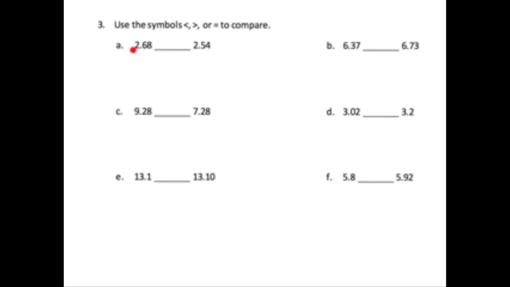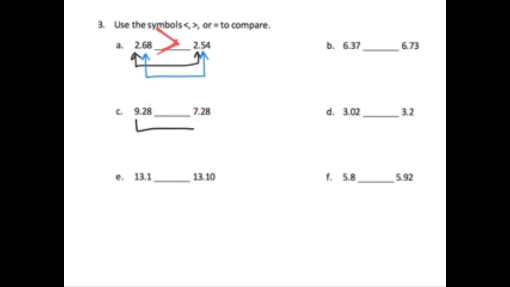So what we're going to do is we're going to imagine what this picture would look like, and we can see that in the ones place, we've got 2 and a 2. So right now they're kind of located in a very similar place. Now we're going to look at the tenths place, and here is where you're going to see the difference. We see 6/10 here, we see 5/10 there. Automatically that makes this number 2.68 larger than the 2.54.